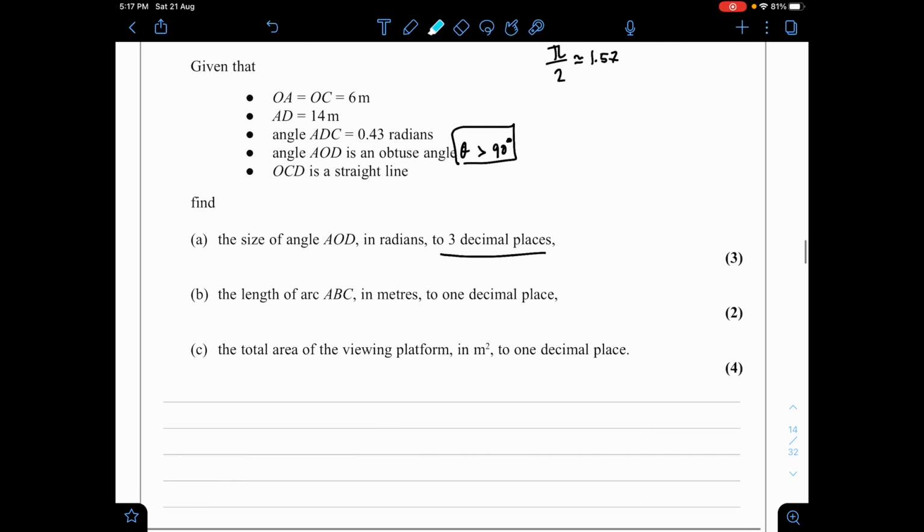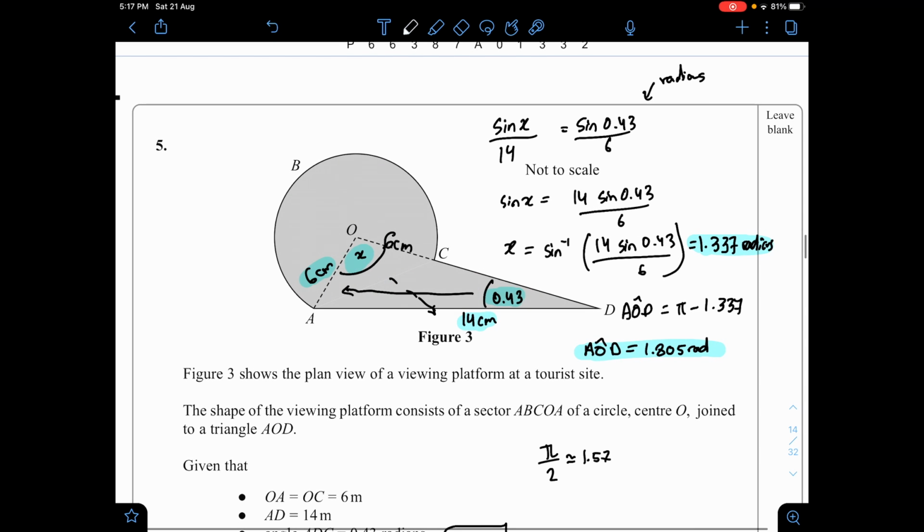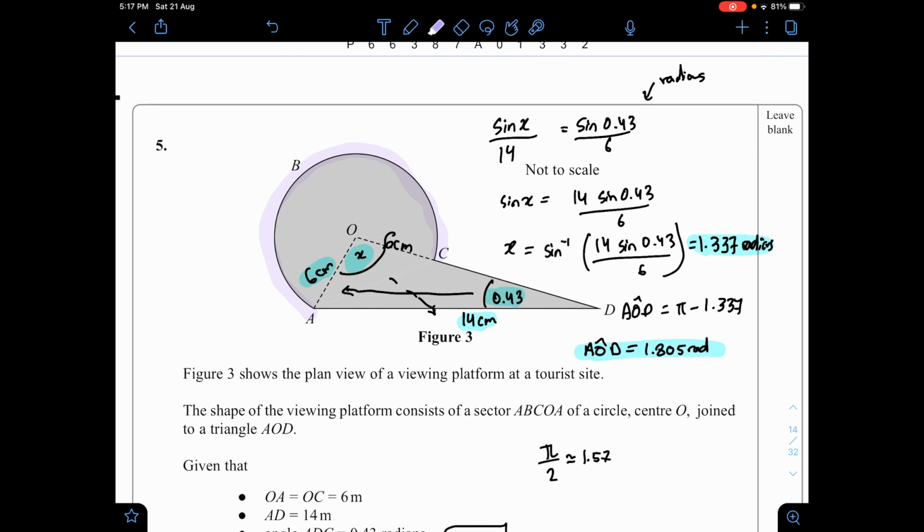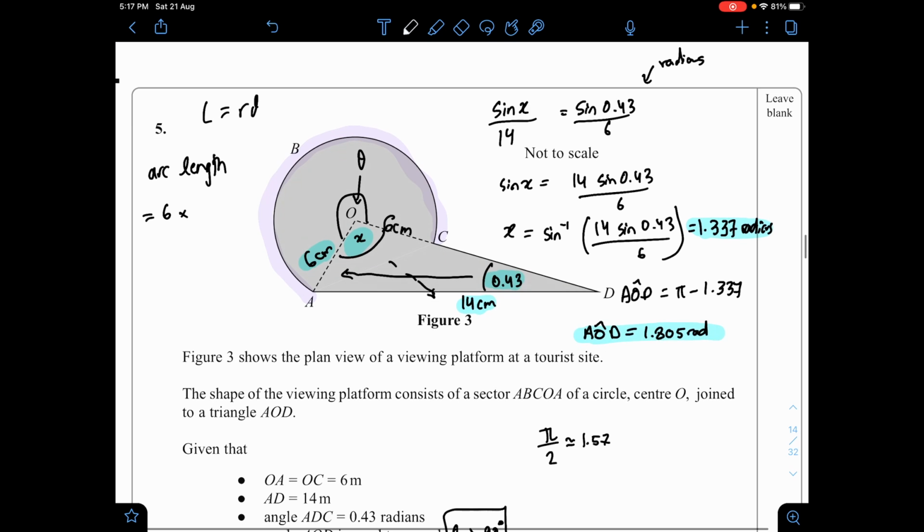Alright. Next, the length of arc ABC in meters to 1 decimal place. So the arc ABC is this arc over here. The way we get it is we get this angle, let's call it theta. The way we find arc length in terms of radians is just r theta. So r is 6, and we know what x is, 1.805, and a whole circle is 2 pi. So it's going to be 6 times 2 pi minus 1.805.